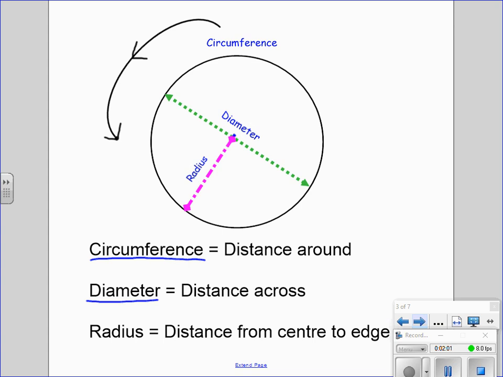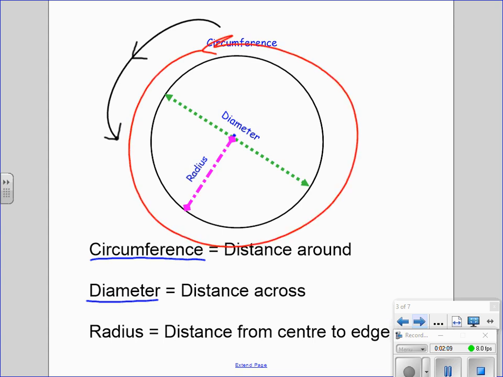Well, take a minute just to make sure that you know the three things here. Circumference, which is the distance around, all the way around. Diameter, which is the distance across. And the radius, which is halfway across. Always from the exact center to the outside edge of the circle. Does that make sense, Stephen? Yes, it does. That's wonderful.